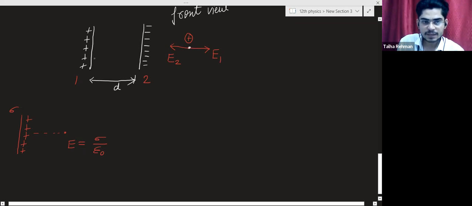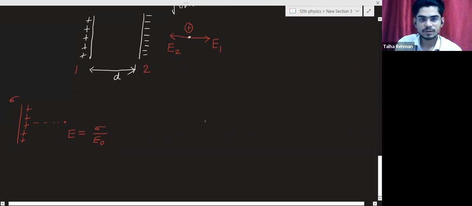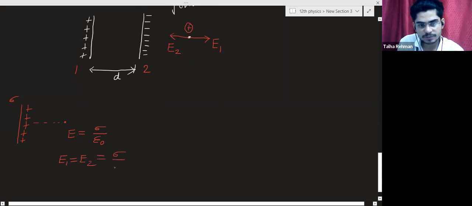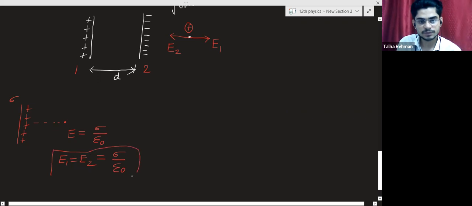And the same is the case with the negatively charged plate. So here E1 is equal to E2. This E1 and E2 will be equal, and these are equal to sigma by epsilon naught. So please remember this formula. Please remember this.